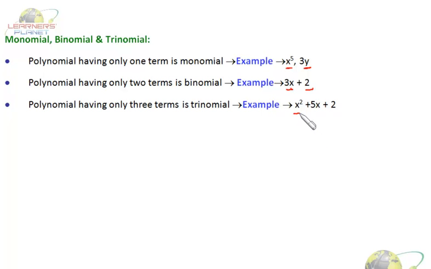Similarly, here there are three terms, so we call it a trinomial. X square, 5x and 2, three terms are there. Similarly, if n terms are there, we call it a polynomial. Polynomial means n terms. Now n can be 1, 2, 3, any positive number.